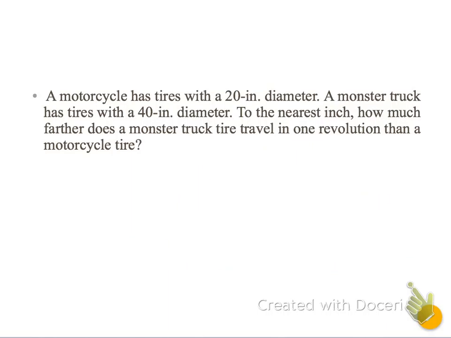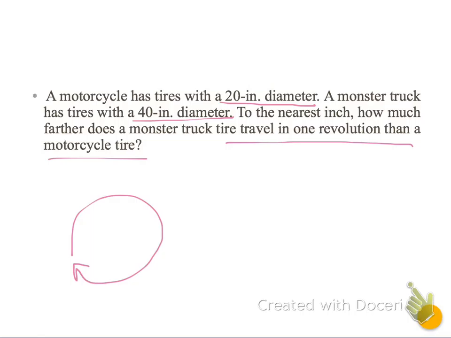A motorcycle has tires with 20 inches diameter. A monster truck has 40 inches diameter. To the nearest inch, how many times does a monster truck travel in one revolution of the motorcycle? So it's revolving around the circle. So what I'm caring about, because it's rotating, is the circumference. So we're going to use the circumference equation for this. Okay, so if this is my diameter, then my radius is 10, and my radius for this is 20.